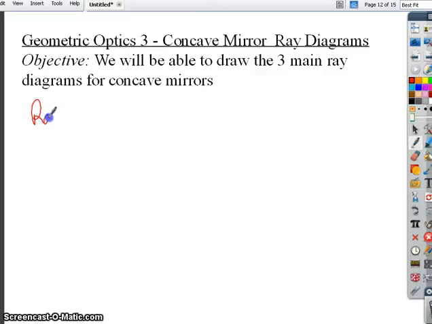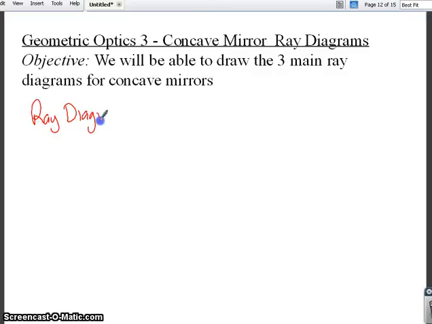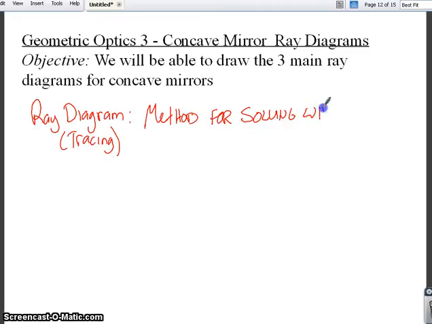A ray diagram, or also known as ray tracing, depending on what textbook you're using. A ray diagram or ray tracing is just a method for solving where an image will be located given a concave or a convex mirror. Okay, so we have this idea of ray tracing or ray diagrams.